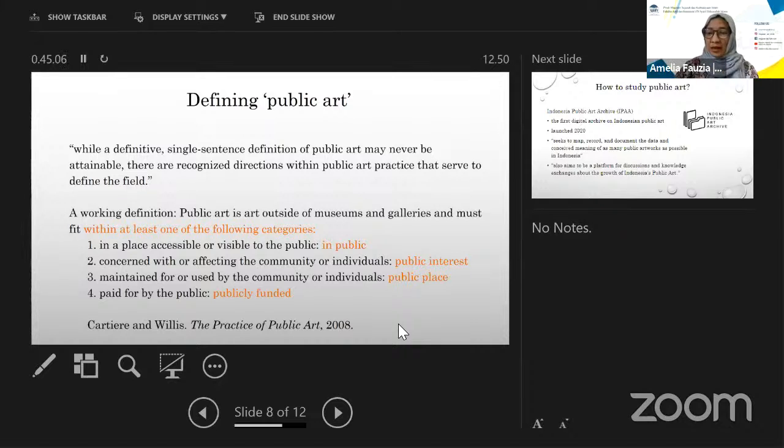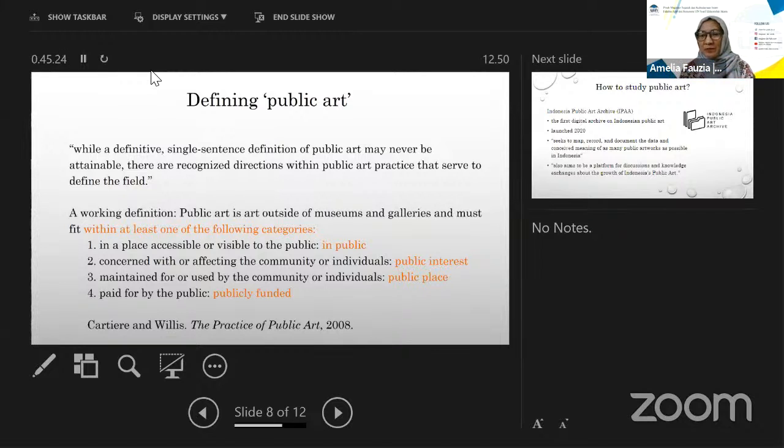Okay. And there is a question from Fabria, whether there is a difference between public art and art in public places. I think you already mentioned something about this.